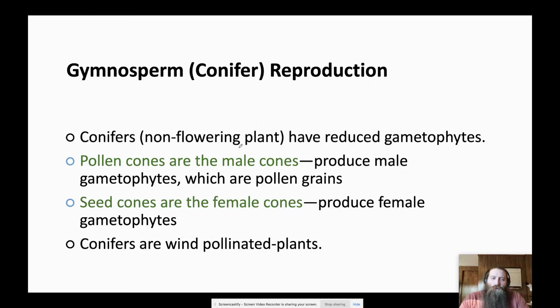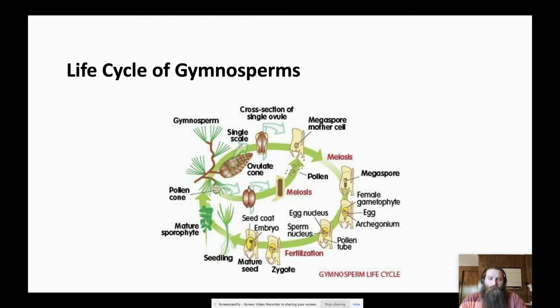Now, in gymnosperms, or conifers, the reproduction is just a little bit different. The conifers have what we call reduced gametophytes. The pollen cones are the male cones. They produce male gametophytes, which are obviously going to be the pollen grains. And the seed cones have female gametophytes. Conifers rely on the wind to blow the pollen around in order to lead to the fertilization of an egg cell.